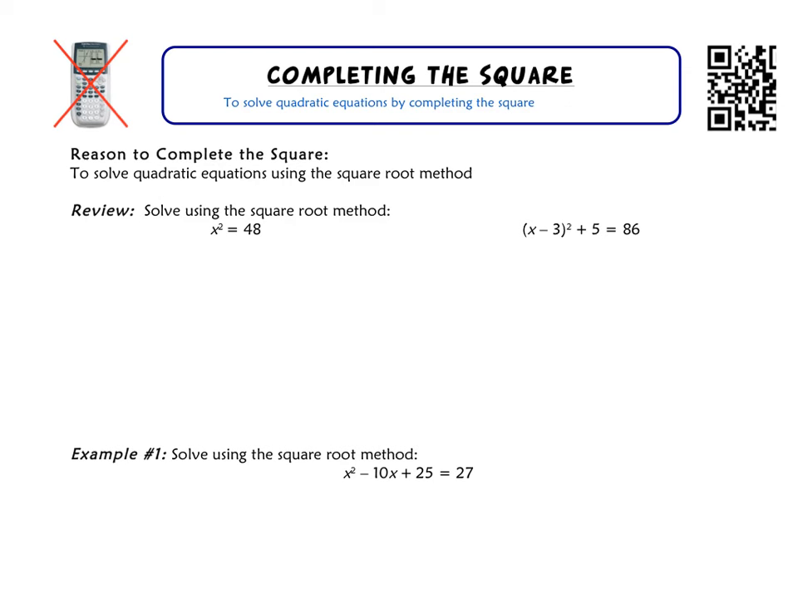The reason we learned to complete the square is so that we could solve quadratic equations using the square root method. So let's review a couple of types of problems that we did last chapter. The first one says solve using the square root method. So x squared equals 48.